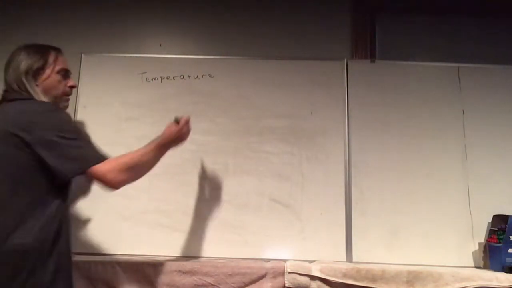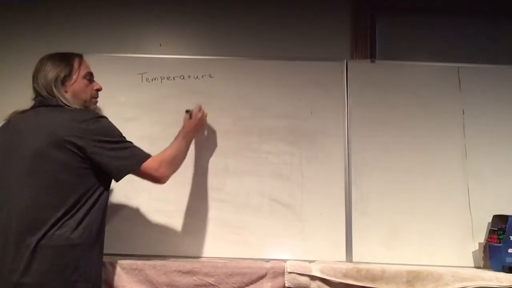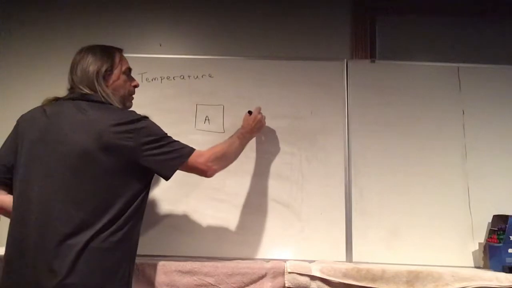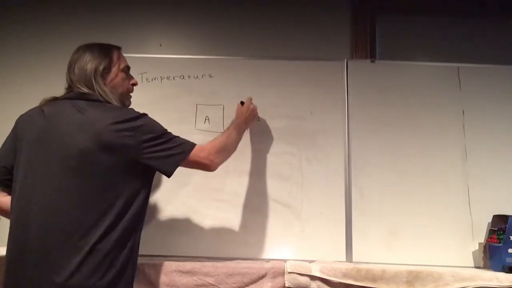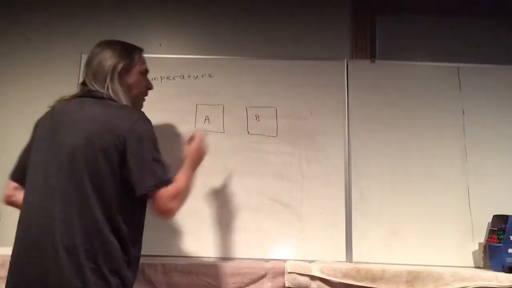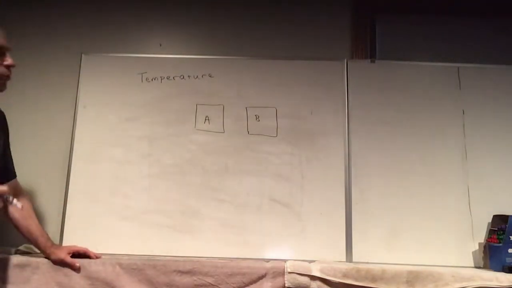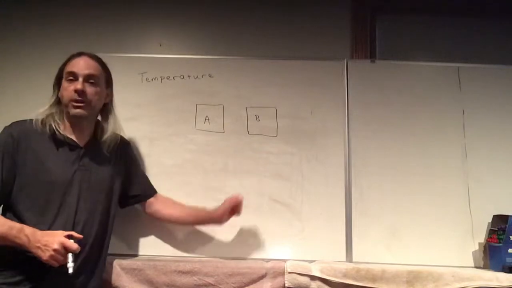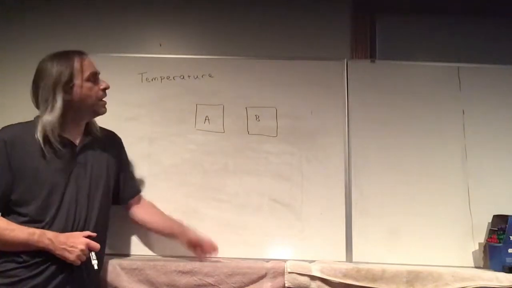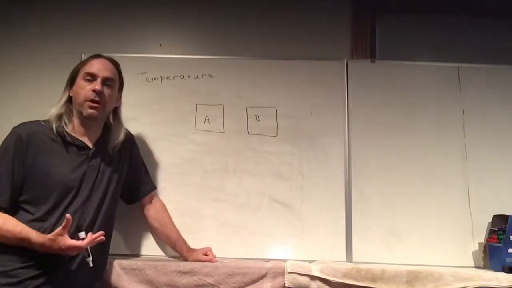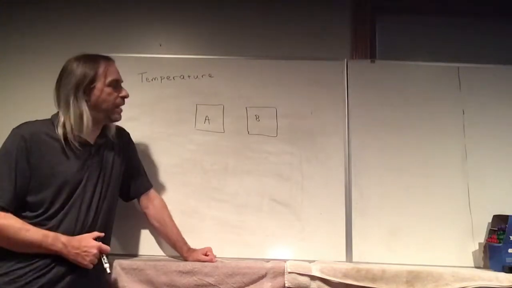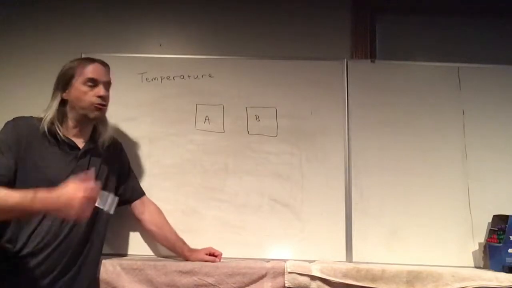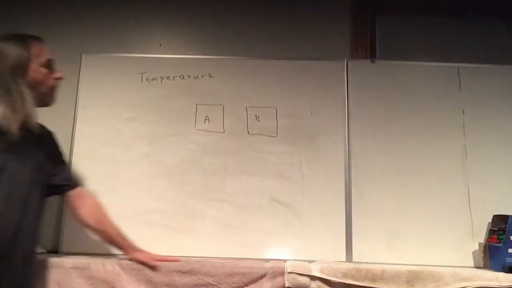And let's say we have two objects, A and B, that are in thermal contact with each other. So what thermal contact means is that they can exchange energy. So they can be touching each other. That'd be one way to do it. But even if they're not touching each other, they can still exchange energy. An example of that would be the Earth and the Sun. We receive energy from the Sun.